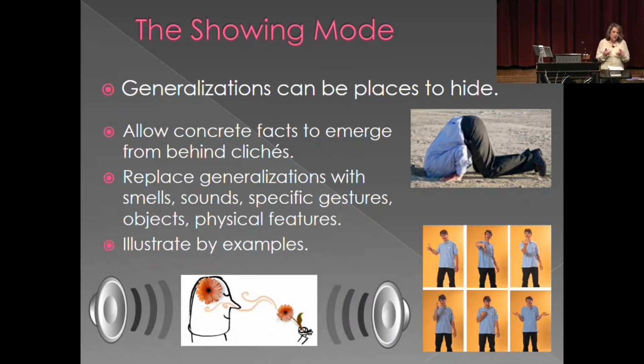So we want to try to avoid cliches in our writing. And we can even find cliches that we use in our Christian writing. We don't want to do that. We don't want to have expressions that people have heard many times before, and they tend to tune out. So replace generalizations with smells, sounds, specific gestures, objects, physical features, and illustrate by examples.